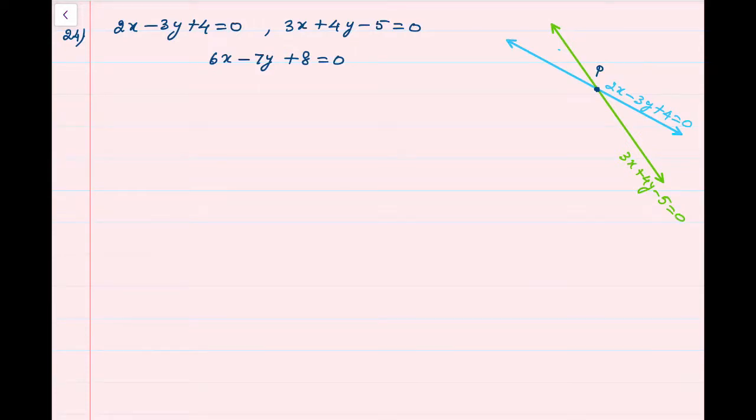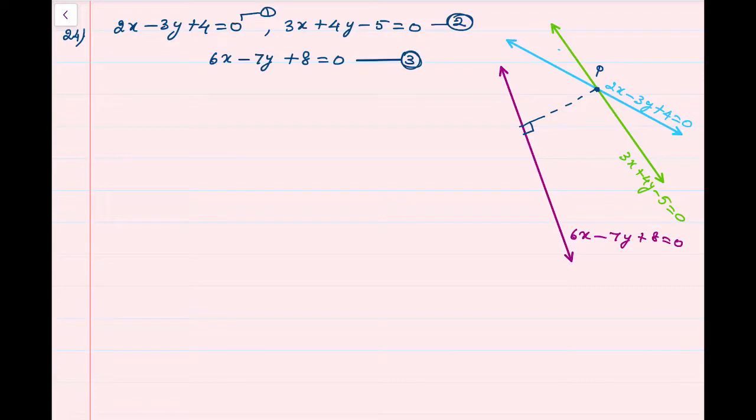The person wants to reach the third path in the least time. This is the third path, say, whose equation is 6x minus 7y plus 8 is equal to 0. Time taken will be least when the distance covered is the least. So, the least distance is the perpendicular distance. We will take this as equation 1, this as 2 and this as 3.